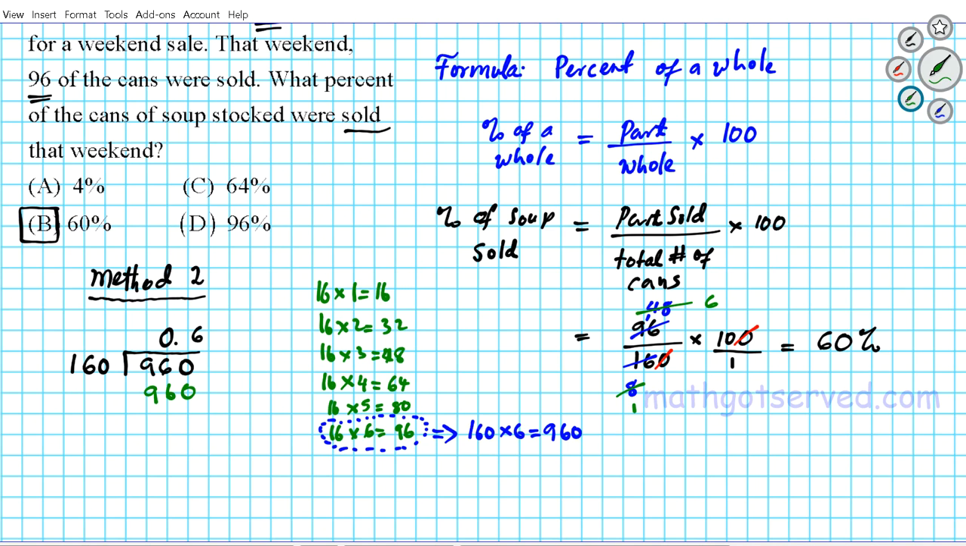960. Okay? So remember, when you're dividing, all you're just doing is subtracting factors. All right? How many times can you subtract a factor from the dividend? All right, so subtract this, and then it becomes 0. So your answer is 0.6. All right, so what is 0.6 in decimal? I'm sorry, in percent.